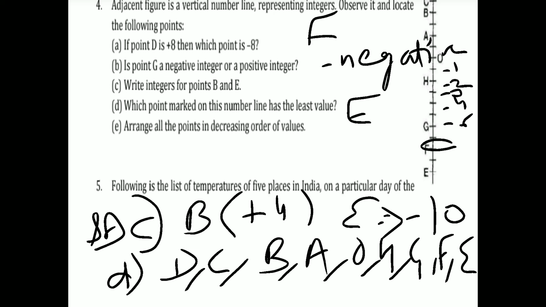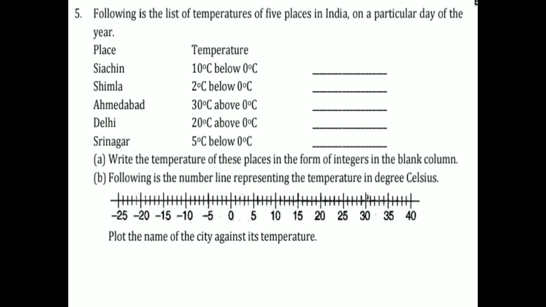Now we do question number 5. Question number 5 is, following is a list of temperatures of 5 places in India on a particular day of the year. Means Siachen temperature is 10 degrees Celsius below 0 degree. Below means if you go above, you write plus 10. If you go down, it will be minus 10 degrees Celsius. You can do in the book only.